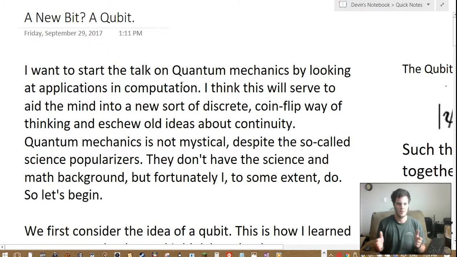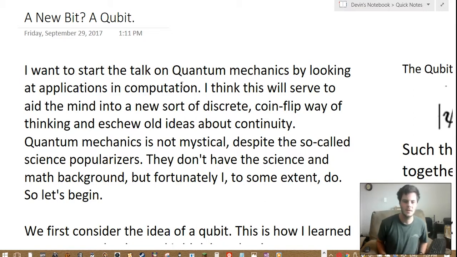Okay, so I want to start the talk on quantum mechanics by looking at applications in computation. So we have computational quantum mechanics. That's kind of the field I'm starting to study, and I want to do things with it, obviously. But it's what got me able to understand quantum mechanics in a sort of discrete, kind of coin flip mentality way of thinking about things. You have something, you do an operation on it, and then it immediately changes. And it's a good way to think about it, but it's not really the whole picture. But it's a good way to start.